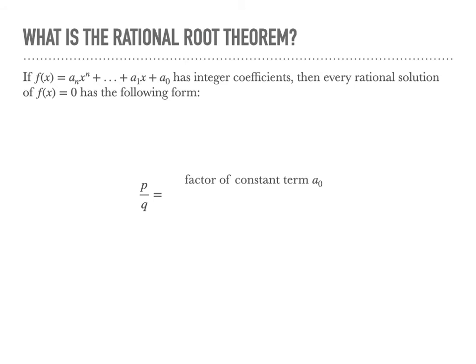So what is this rational root theorem? Well, let's say you're given a polynomial which has integer coefficients, then every rational solution of f of x equals 0 has the following form: a factor of the constant term over a factor of the leading coefficient. And the leading coefficient is attached to the highest degree in the polynomial.